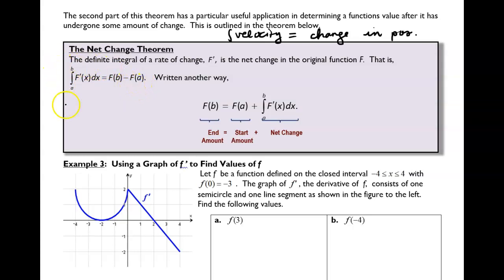What we're going to do is flip that formula around and say if I'm looking for some end amount, it's equal to my starting amount plus my net change, which is the integral of a derivative from a to b. So my end amount is equal to my starting amount plus my net change. You could think of my ending position as equal to my starting position plus the integral of velocity, my change in position. That's the change we're adding on.